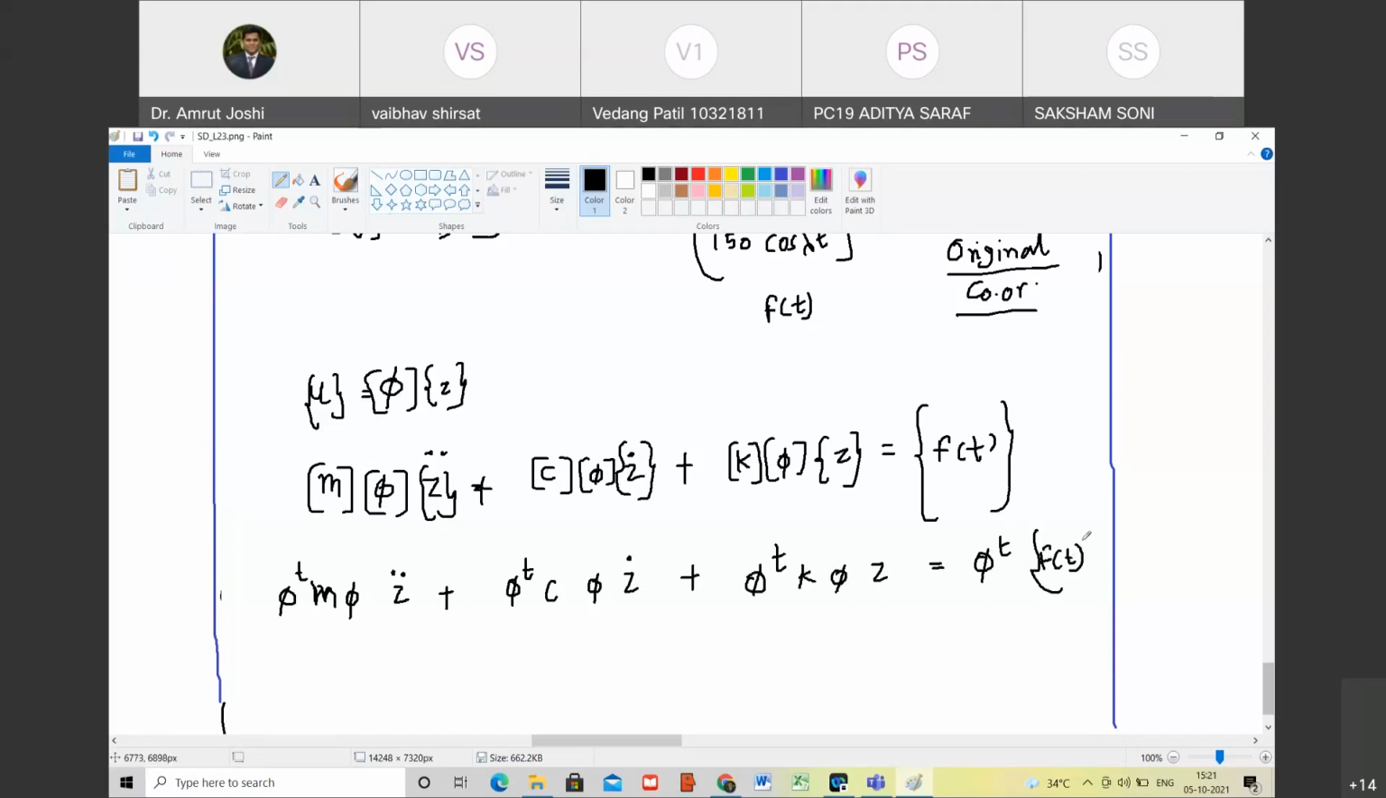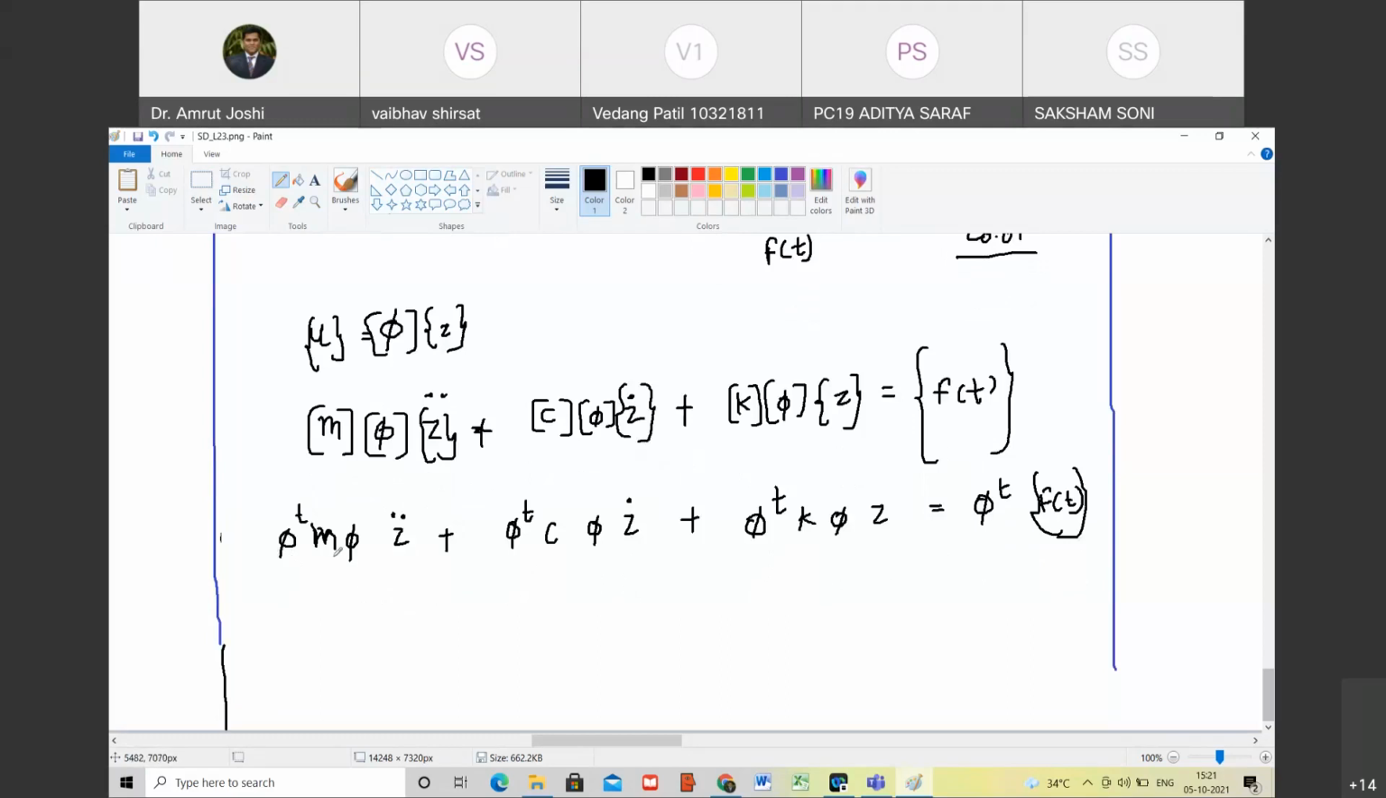Happy? So what is phi transpose m phi? It is the generalized mass matrix. What is phi transpose C phi? That is the generalized damping matrix. Do you agree with me? This capital M is diagonalized, this capital C is diagonalized, and this capital K is diagonalized. All the hurdles are now gone. The equations are uncoupled. Are you with me?